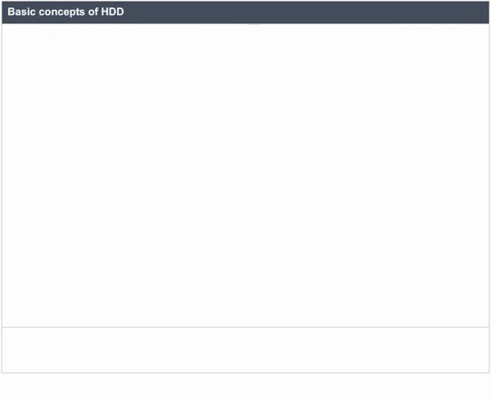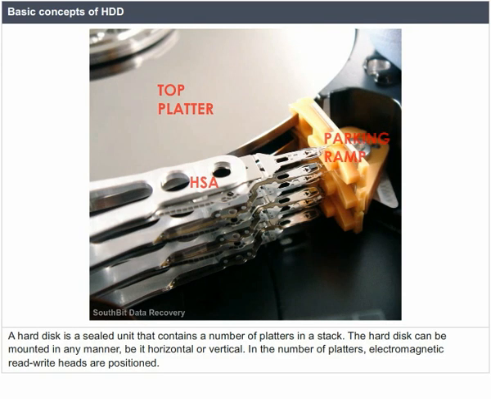Basic concepts of HDD. A hard disk is a sealed unit that contains a number of platters in a stack. The hard disk can be mounted in any manner, be it horizontal or vertical. In the number of platters, electromagnetic read-write heads are positioned.